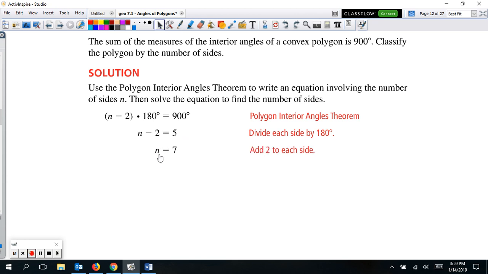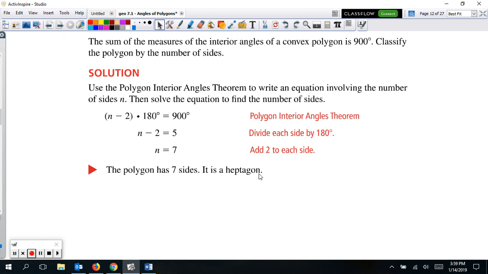So n equals 7, the number of sides is 7, we would call that a heptagon. Remember, 7 sides is called a heptagon. So you need to remember how to classify these based on sides. If there's 5 sides, it's a pentagon. And we've listed this in your notes in previous sections, so you can go back and look for that, or look for that in the book.